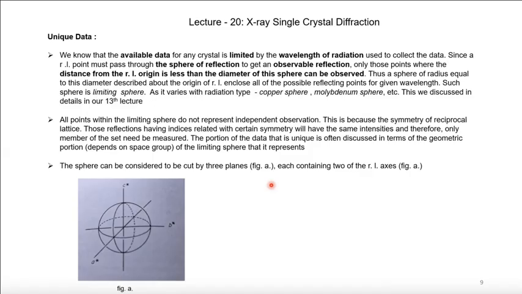which part of the octant we can take and continue our determination of the three-dimensional crystal structure. With this, I complete today here, and hopefully we'll start with unique data in the next lecture and complete data collection of a single crystal. Thank you very much for your kind attention.